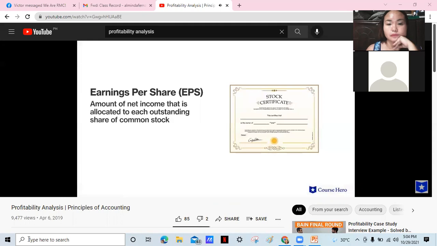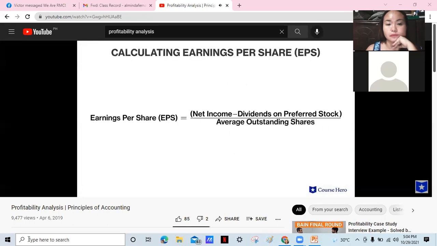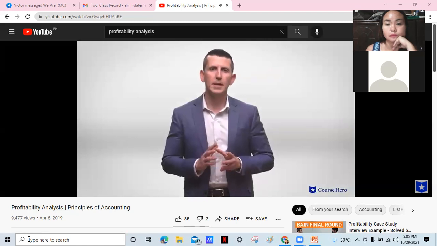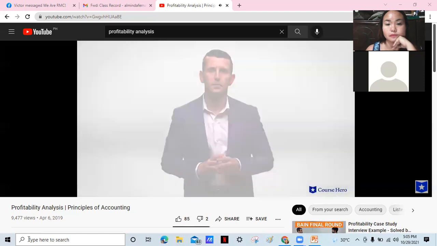Earnings per share, or EPS, is the amount of net income that is allocated to each outstanding share of common stock. EPS can be computed by subtracting preferred dividends from net income and dividing that figure by the average number of outstanding common shares. The average outstanding common shares is the beginning balance of the common shares outstanding plus the ending balance of common shares outstanding divided by 2.